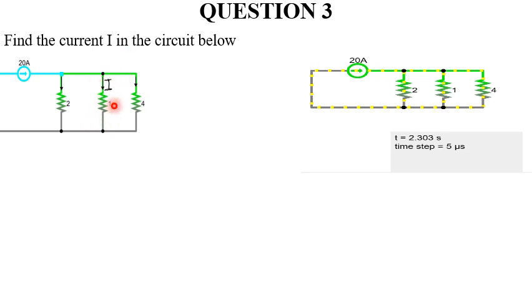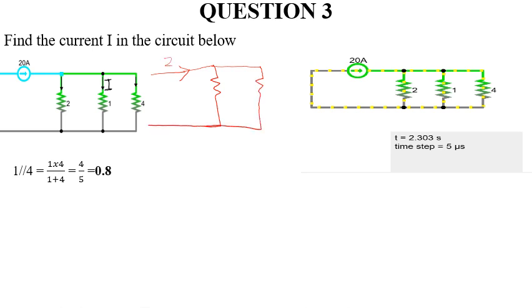So we combine this and this. Combining them, we realize that 1 and 4 are in parallel. So we combine them and redraw our circuit. After combining them, we redraw our circuit as this. Then we have our 20 amp here, and we have 2 here, and we have our 0.8 here.